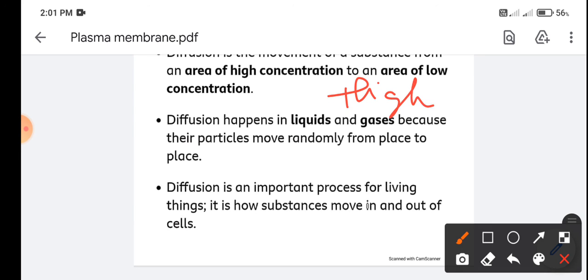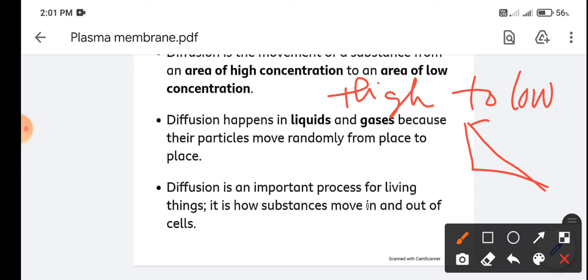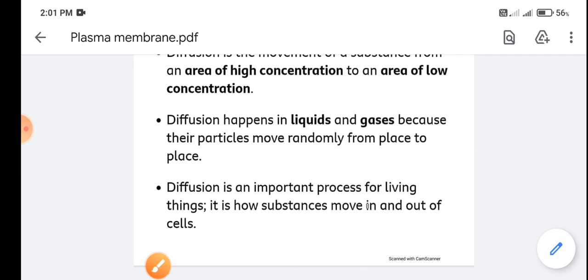It is how substances move in and out of the cells. So totally, diffusion means high concentration to low concentration. Okay, thank you.